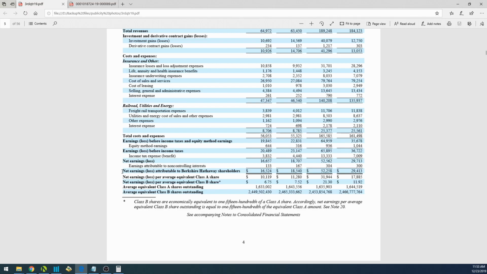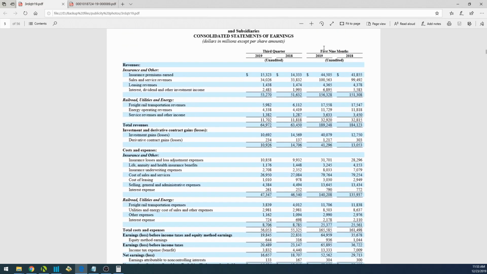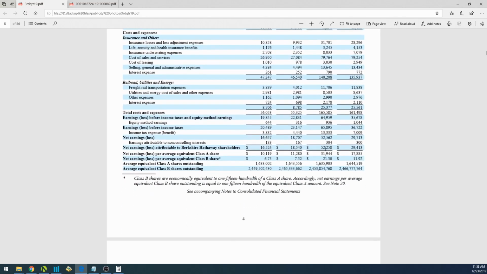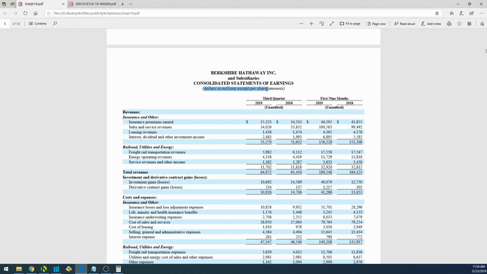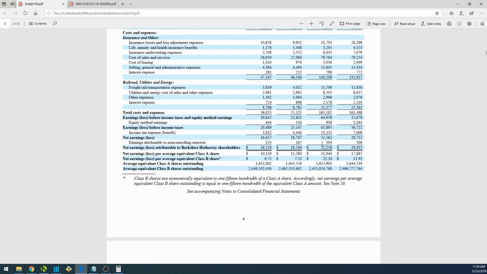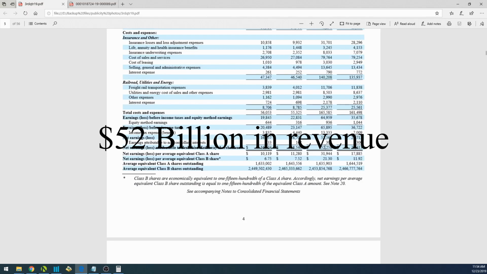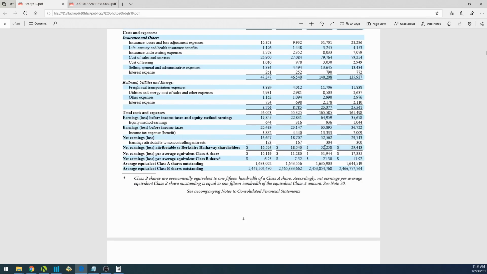What we want to see here is net earnings attributable to Berkshire Hathaway stockholders. Scroll a bit upwards, and you can see this is for the first 9 months of 2018 and 2019. Coming back down here, we can see that for 2019 it is 52,258. And if you scroll up, it says here dollars in millions except per share amounts. Hence, to put this into perspective, this is $52 billion in just the first 3 quarters of 2019, compared to $29 billion in the first 3 quarters of 2018.